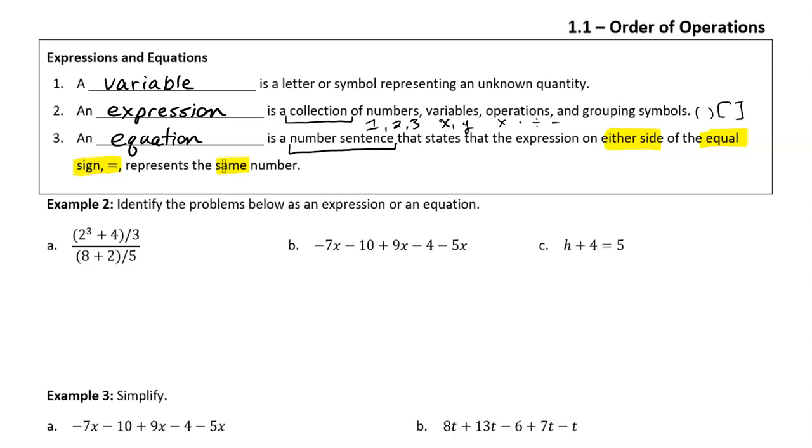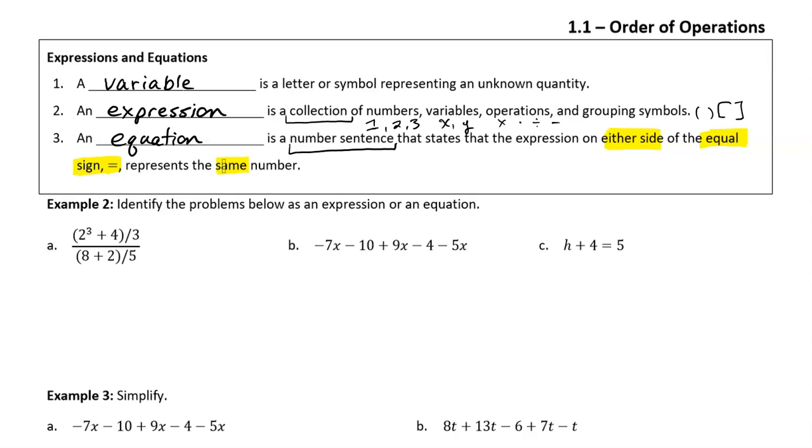Expressions we're asked to simplify. Equations we're often asked to solve. We cannot solve an expression, but we can solve an equation. Solving an equation means you're finding an actual value. You're using that equal sign, that balance of the left and right-hand side being the same number, to solve for some value here.